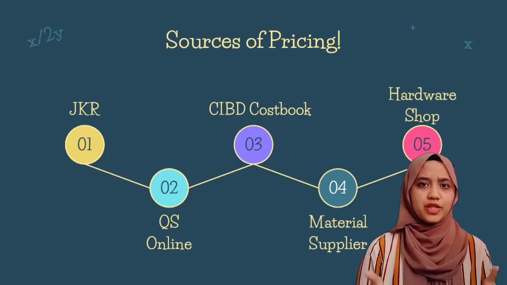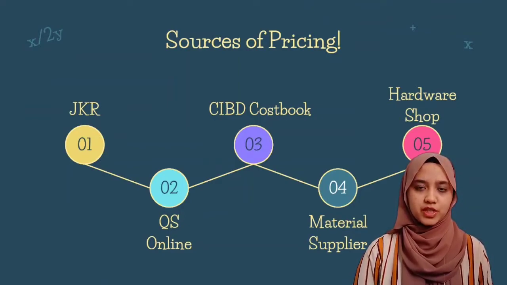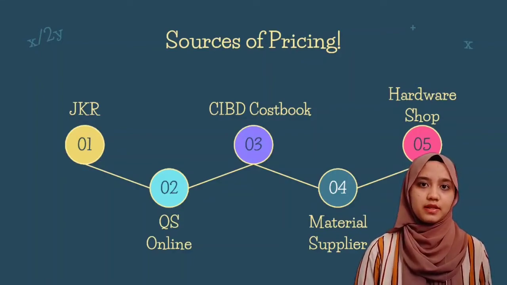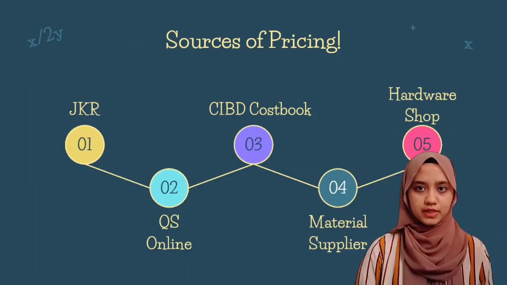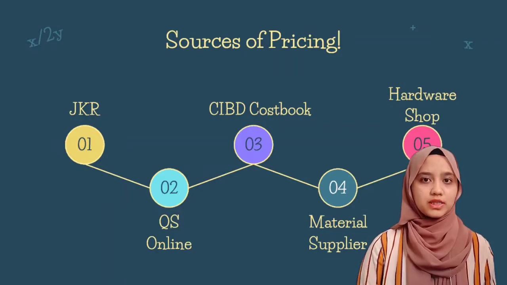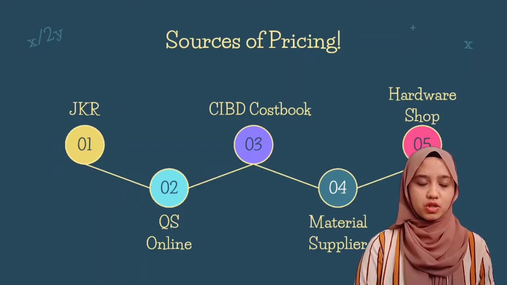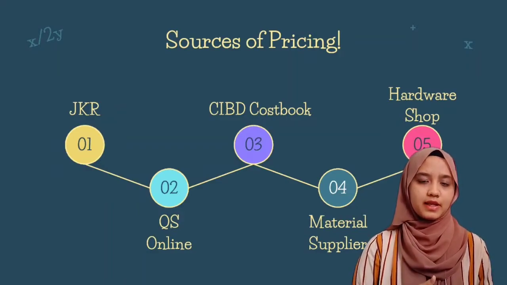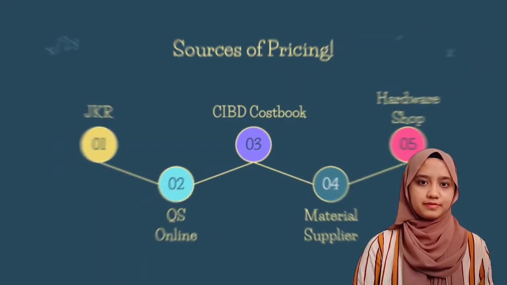Next, I will proceed with the individual work of this project that I had done. There are many items that need to be calculated in order to complete this bill of quantity. The price used is also the latest price, and all the prices are gotten from JKR document price, QS on our website, CIDB Pocket Cost Book 2022, and also from the supplier and hardware shop within my reach that I had contacted and visited.